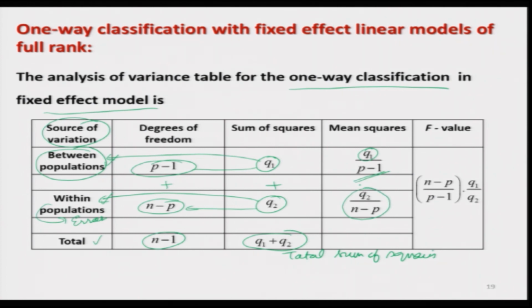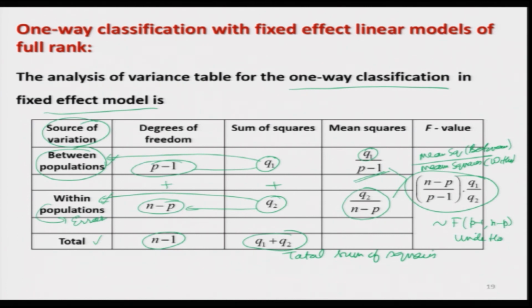And then if you take the ratio of the mean square due to between population and the mean square due to within population, you will get this statistic, which is the F statistic, and this follows an F distribution with p minus 1 and n minus p degrees of freedom under H naught, right.